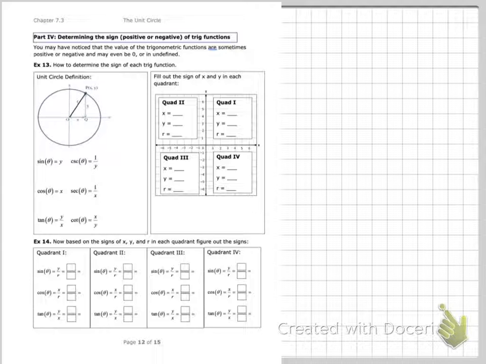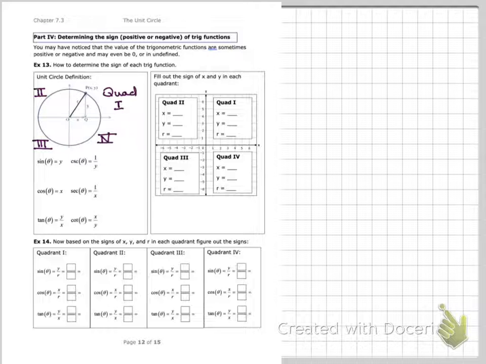So we want to use the symmetries in the unit circle and kind of make sense of where things are positive, where things are negative. So just a reminder, this is quadrant 1, and then we go counterclockwise. So quadrant 2, quadrant 3, and quadrant 4. And we're honestly right now just going to look at these signs.